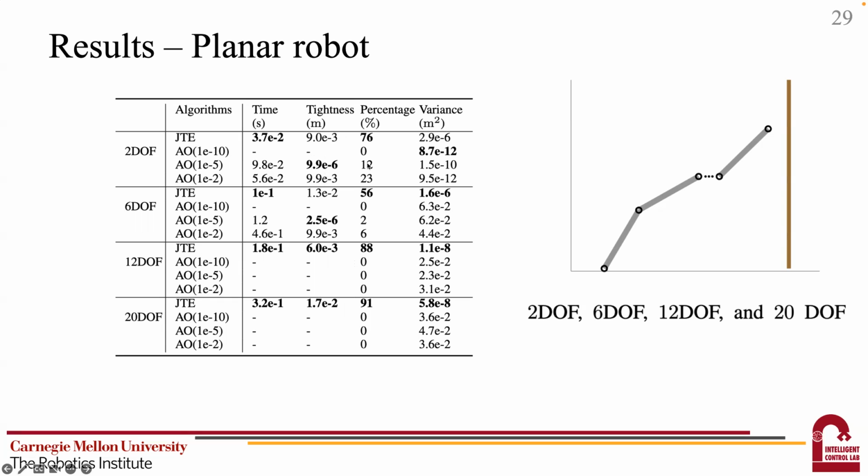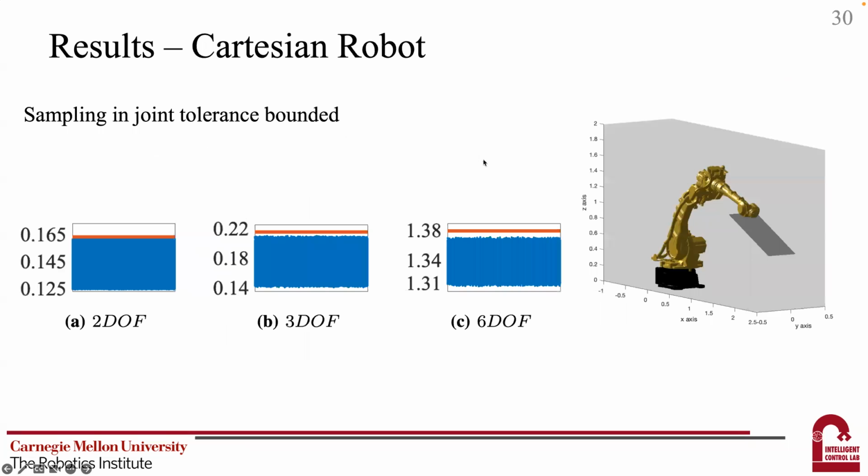Besides the planar robot, we also tested robots with 2, 3, and 6 degrees of freedom in the Cartesian space. For each experiment, we computed the joint tolerance, and we randomly sampled 10,000 robot poses inside of the bound. In this figure, the blue points are sampled in the hypercube bound, and the vertical axis represents the position of the end effector. The orange line indicates the boundary constraint for the end effector. In summary, these results verify that GTE can find tight estimates of the joint tolerance bound.